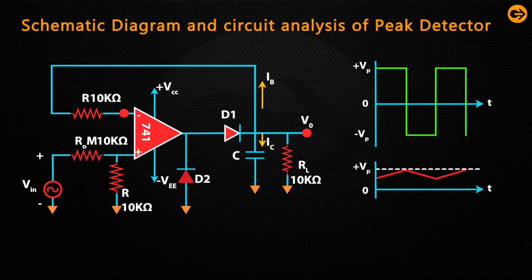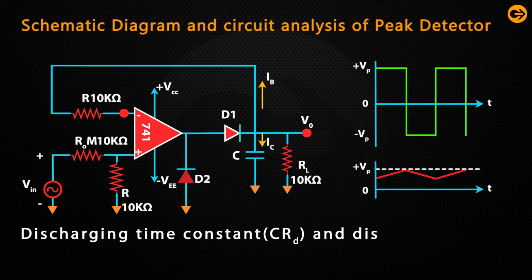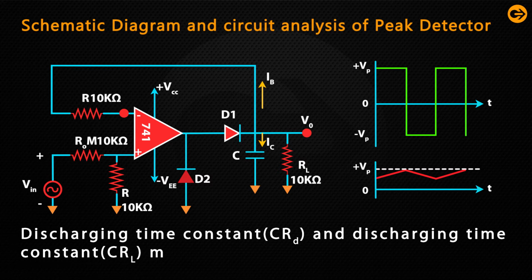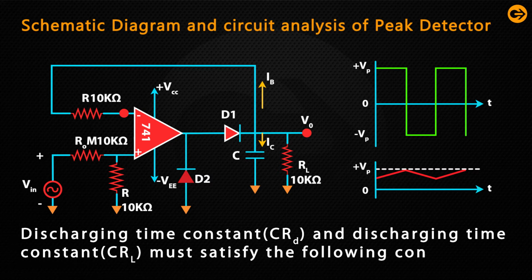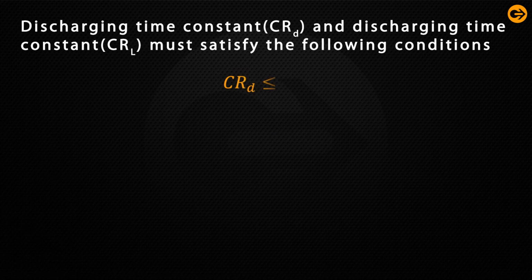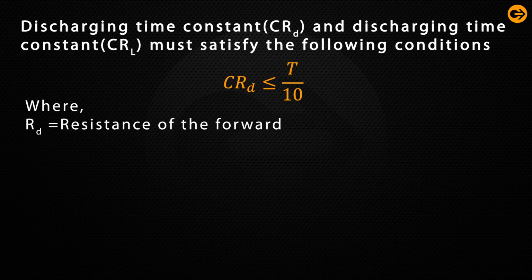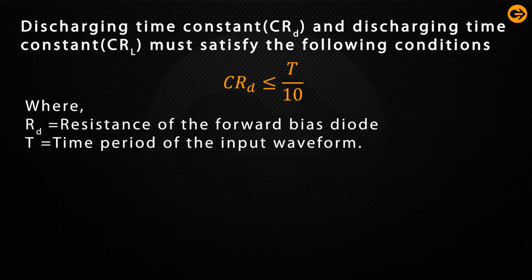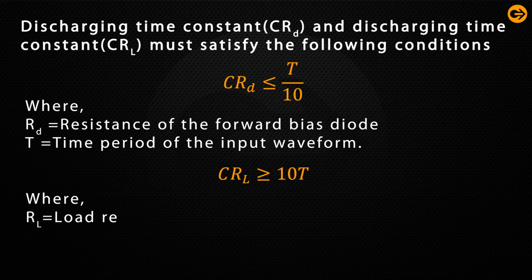For proper operation of the circuit, the charging time constant C RD and discharging time constant C RL must satisfy the following conditions. That is, C RD is less than or equal to T by 10, where RD is the resistance of the forward biased diode, T is the time period of the input waveform, and C RL is greater than or equal to 10T, where RL is the load resistor.